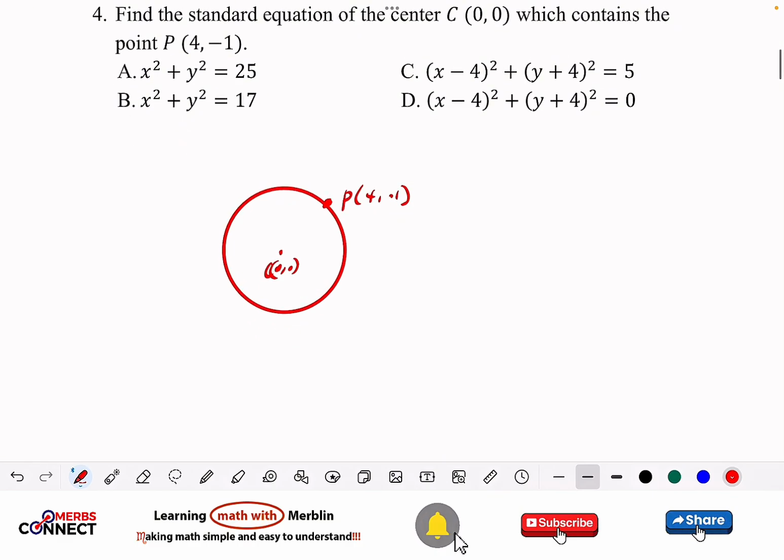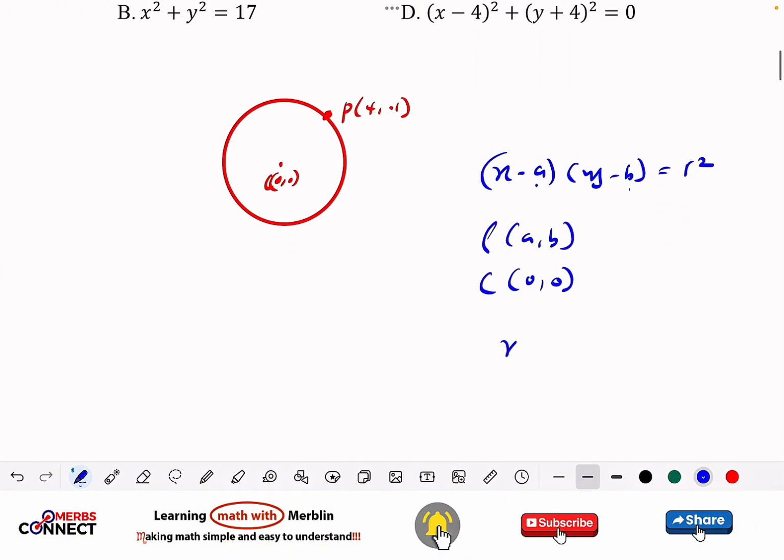So we know that the standard equation is x minus a squared plus y minus b squared, which is equal to r squared. a and b are the center, right? So a, b are the center. Here a is 0, b is 0. So it means that the equation will be, when a is 0, x squared plus y squared, because b is 0, is equal to r squared.